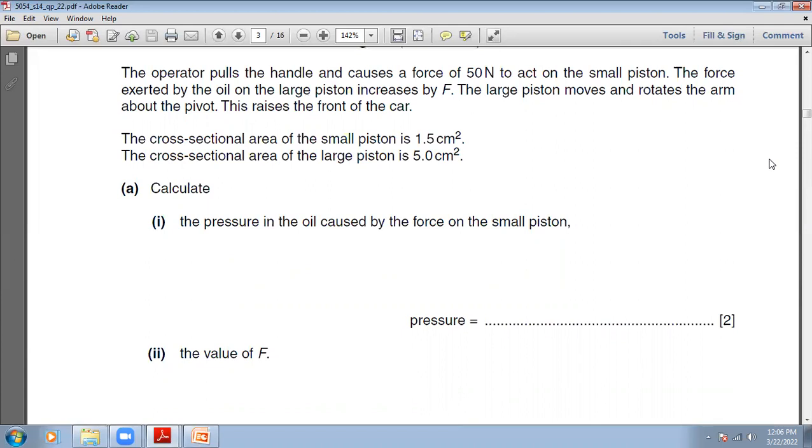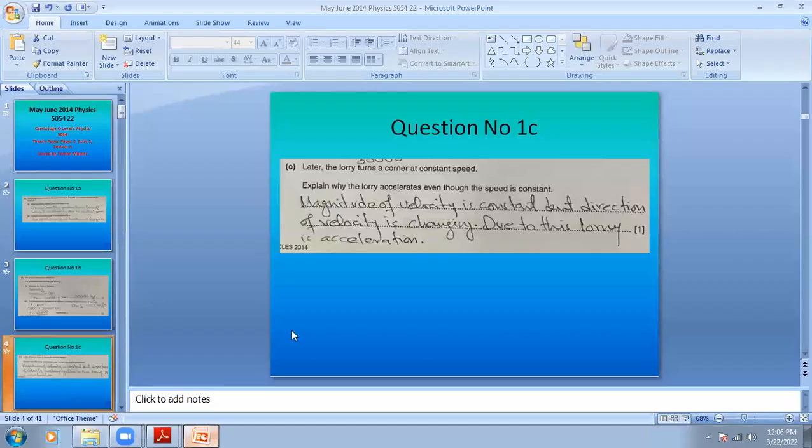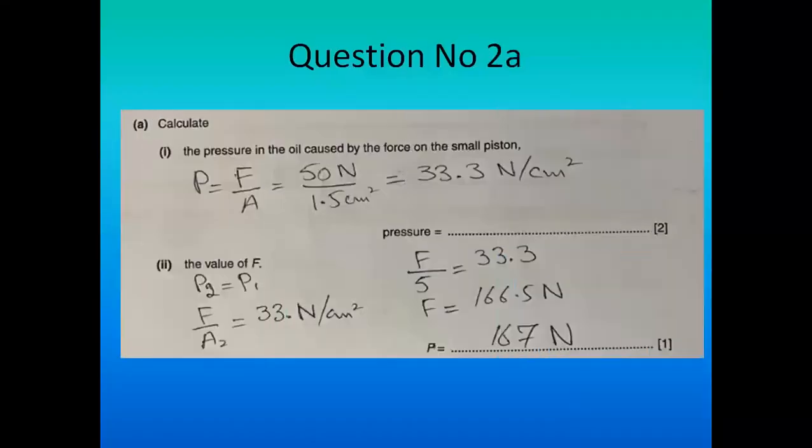Calculate the pressure in the oil caused by the force on the small piston. We know the force applied on the small piston is 50 Newton, and the cross-sectional area of the small piston is 1.5 centimeters square. So very easily we can find the pressure of the oil. Pressure is equal to force divided by area. That will be 50 Newton divided by 1.5 centimeters square. The answer will be 33.3 Newton per centimeter square.